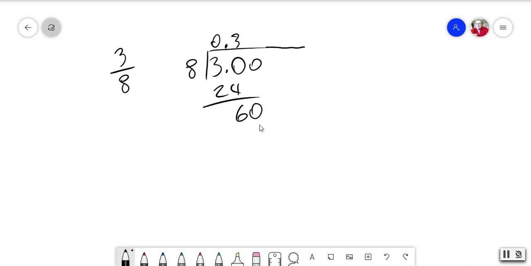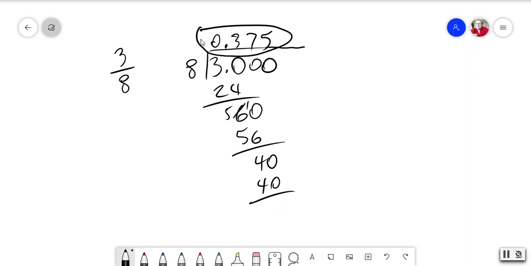Add a 0. 8 times 7 is 56. 6 from 10 is 4. And of course, you borrowed. 5 minus 5 is 0. I still have a remainder. As long as I have a remainder, I keep going. 0. Drop the 0. 8 times 5 is 40. Well, I no longer have a remainder, so 0.375 is my answer.